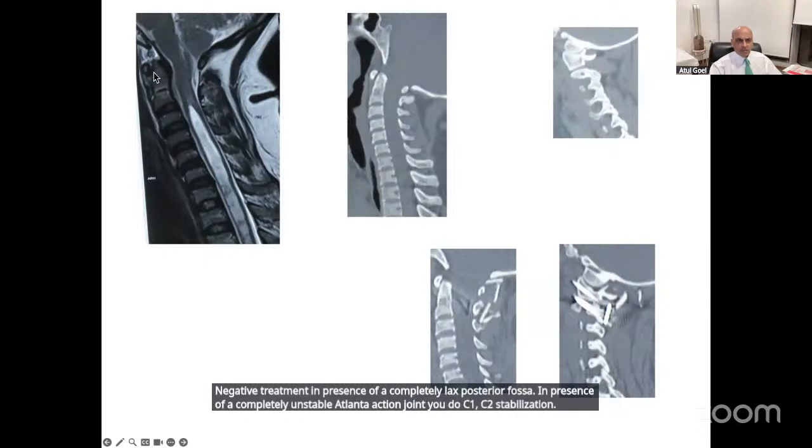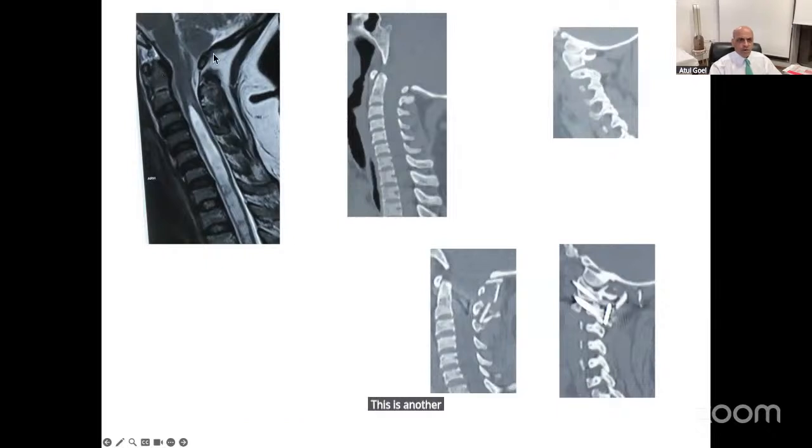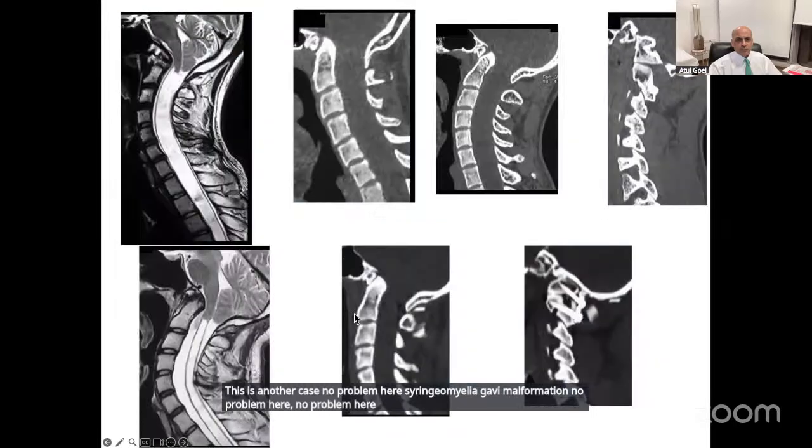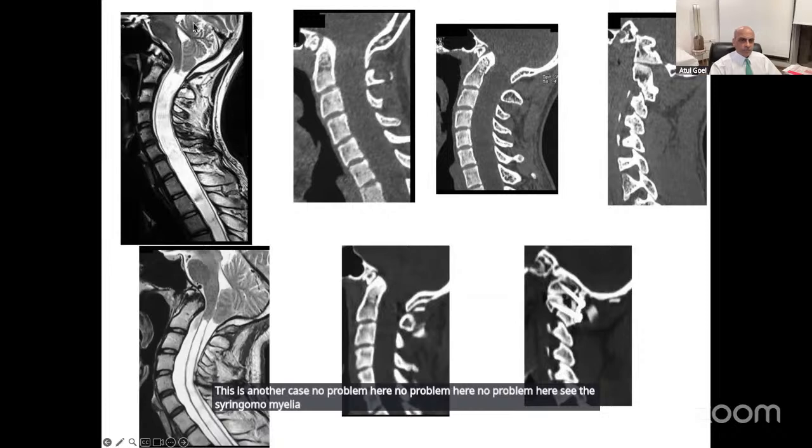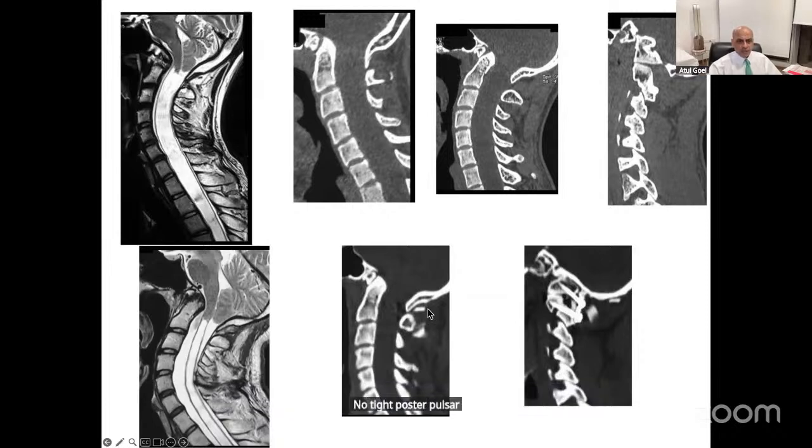This is another case, no problem here, syringomyelia, Chiari malformation, no problem here. I have done C1, C2 fixation. This is another case, no problem here. See the syringomyelia, see the tonsillar herniation, no tight posterior fossa, no problem with the fourth ventricle. I do C1, C2 fixation.